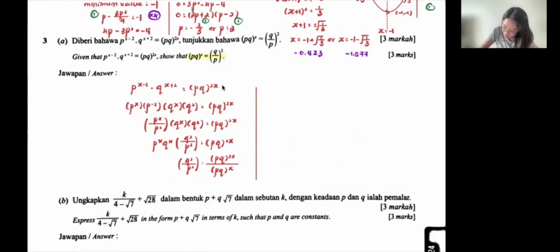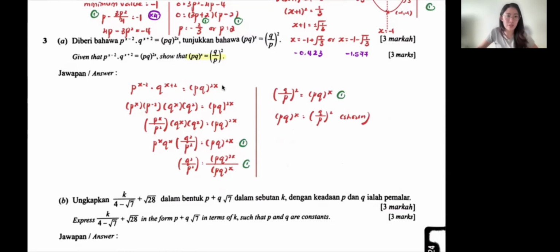Then let me write it here. So q over p, the power 2 can take it out, factorize as well. And then you see the same base, division meaning you minus the power. So this will automatically become (pq) power x. You can just write it back to the left-hand side. There you go. Done, shown. 3 marks over here, 1, 2, and actually 1 more over here. And then question B.